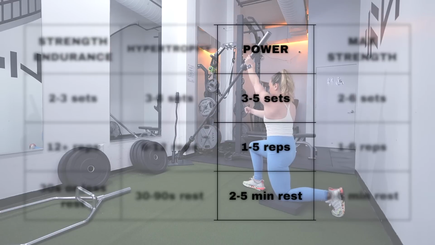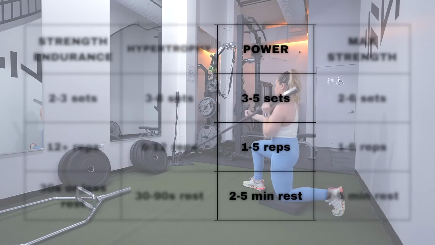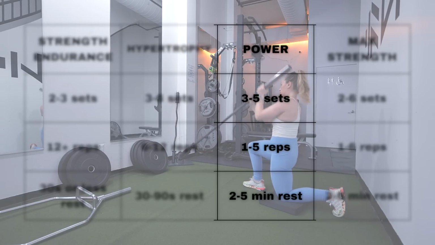Now, in terms of programming here, this is where we start to see a little difference from our strength endurance and our hypertrophy programming. We're gonna see 3 to 5 sets of 1 to 5 reps, so very, very low. We'll talk about why in just a moment. And our rest time is gonna be much higher at 2 to 5 minutes. So you see the work to rest ratio is a little bit different here.